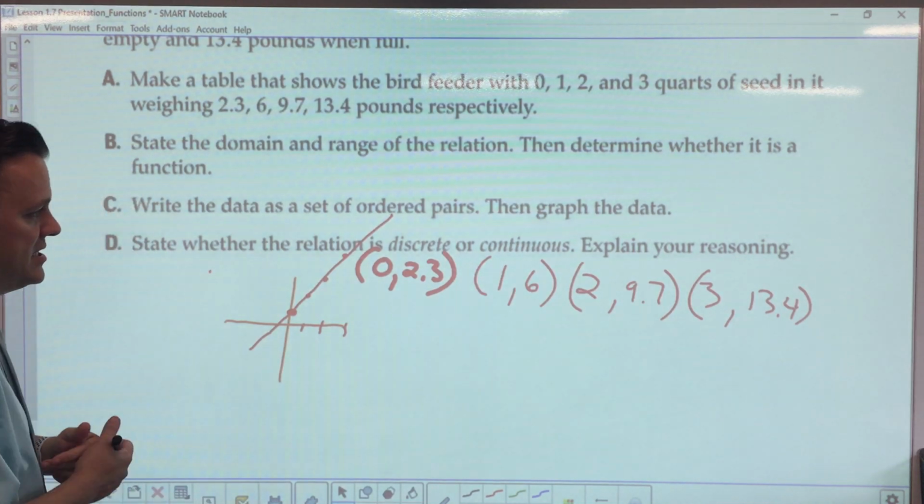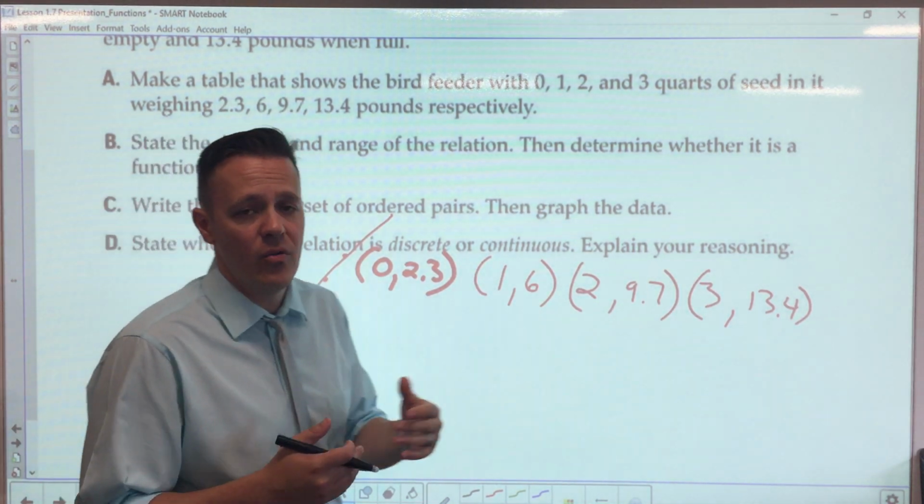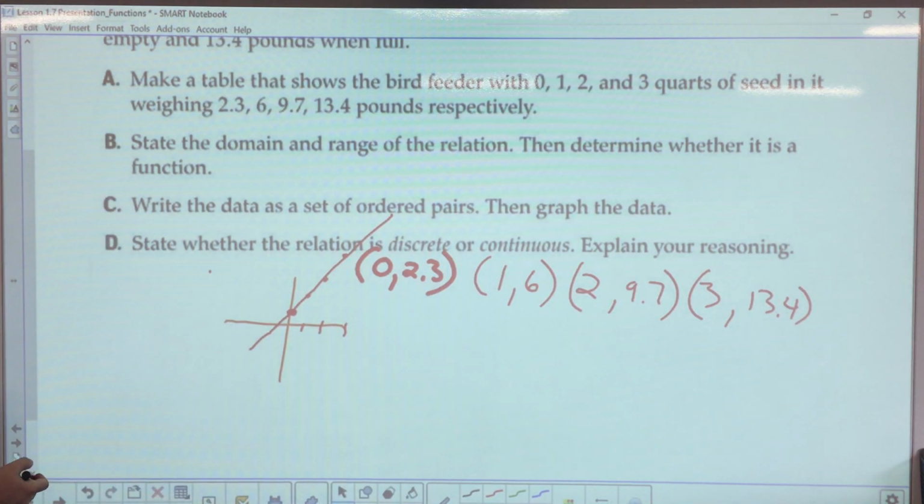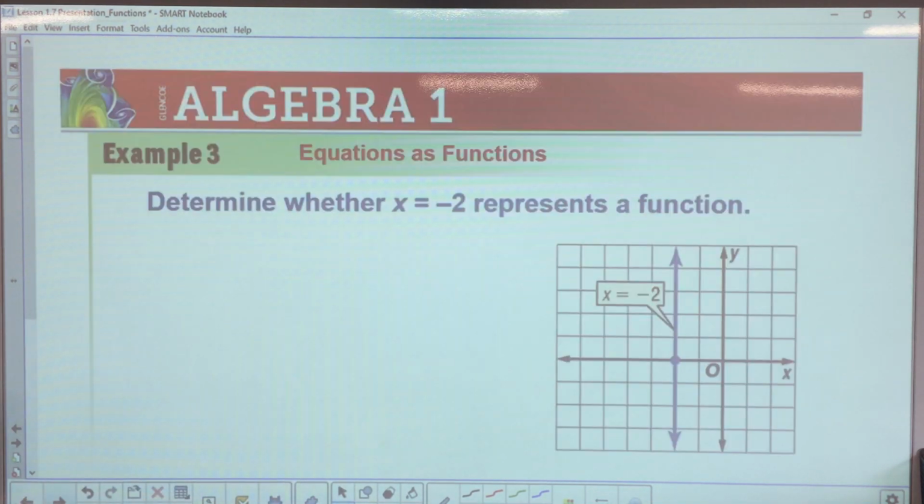But if I were to plug this into Desmos, which we'll learn about a lot over the next couple weeks, what's cool about Desmos is that you would actually see that this is a continuous line. Okay, it doesn't go crazy.